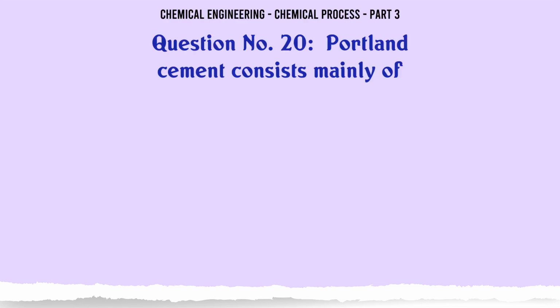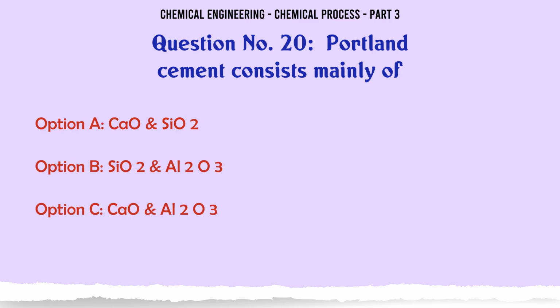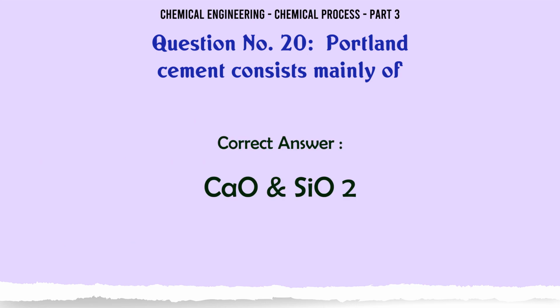Portland cement consists mainly of: A. CaO2, B. CO2L2O3, C. CaOL2O3, D. CaF2O3. The correct answer is CaO2.